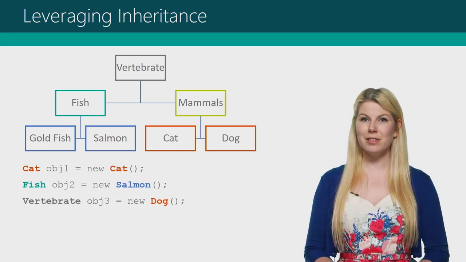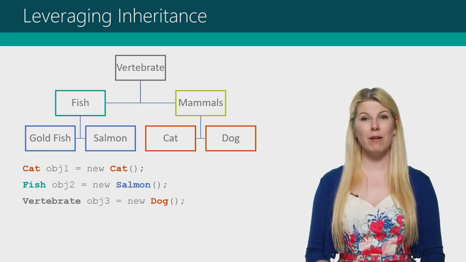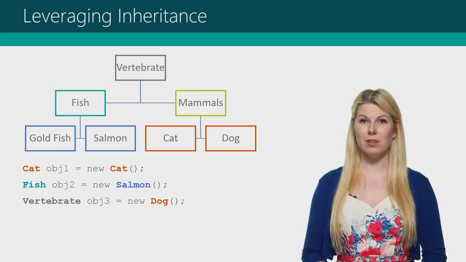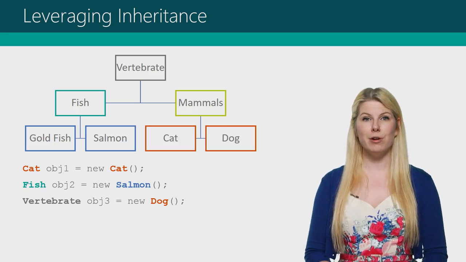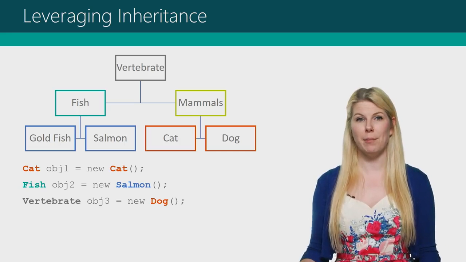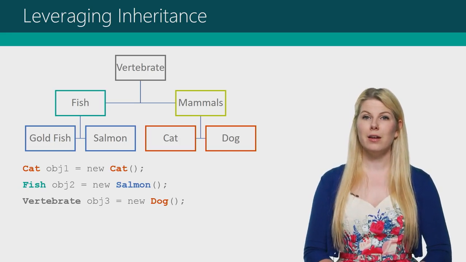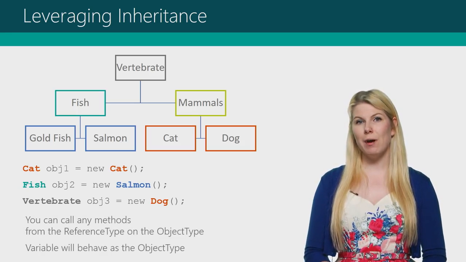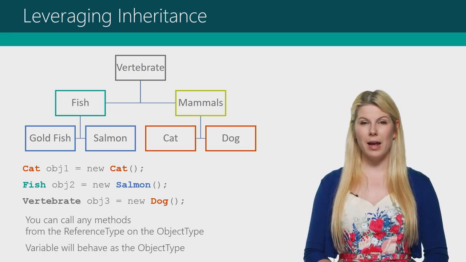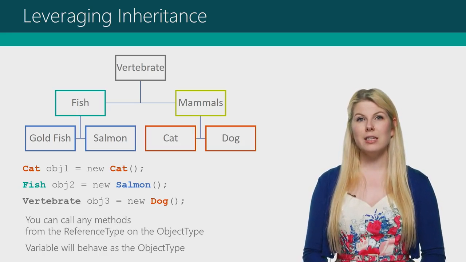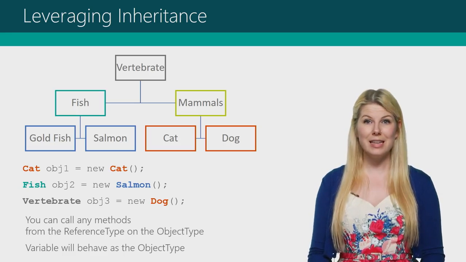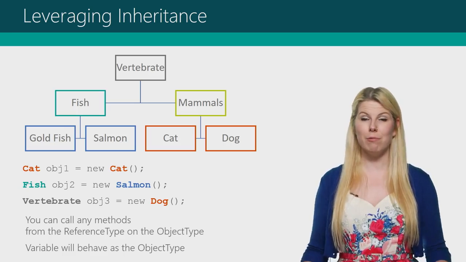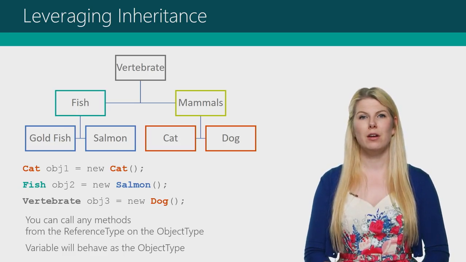But because of inheritance, we can actually make the reference type, on the left-hand side of the equal sign, more generic. So we can have a fish of new salmon or a vertebrate of new dog. The reason that we can define things this way is because we know through inheritance that whatever is up in a superclass is going to be guaranteed to exist in the subclasses. They're inherited. We know that you have that behavior.